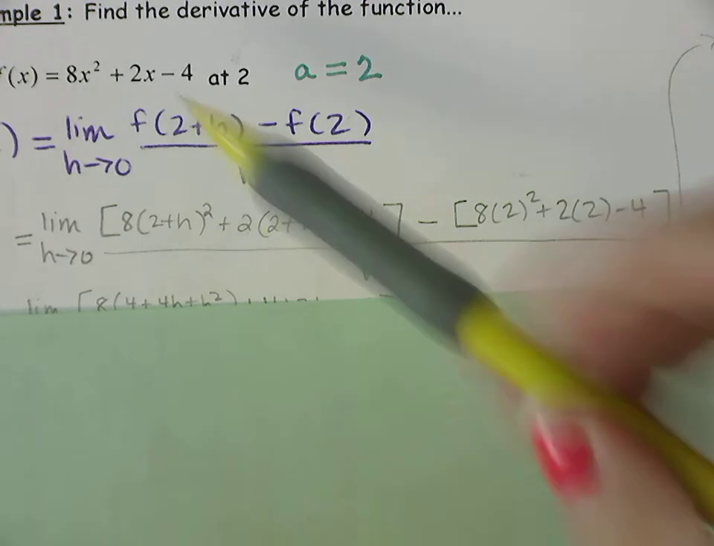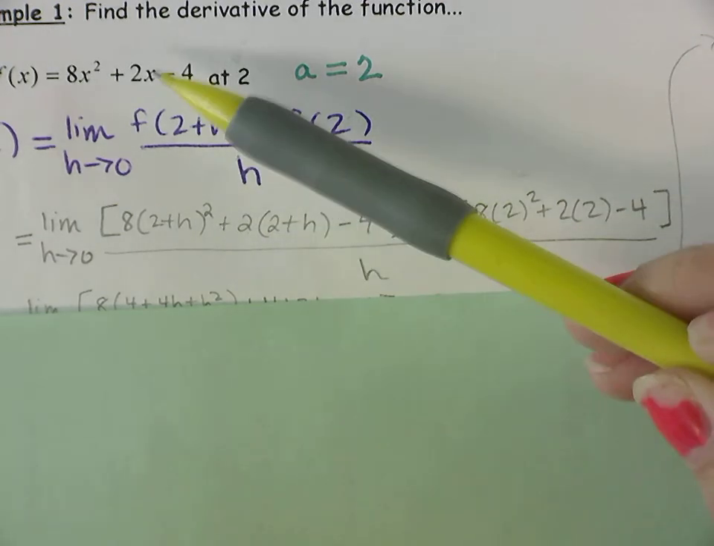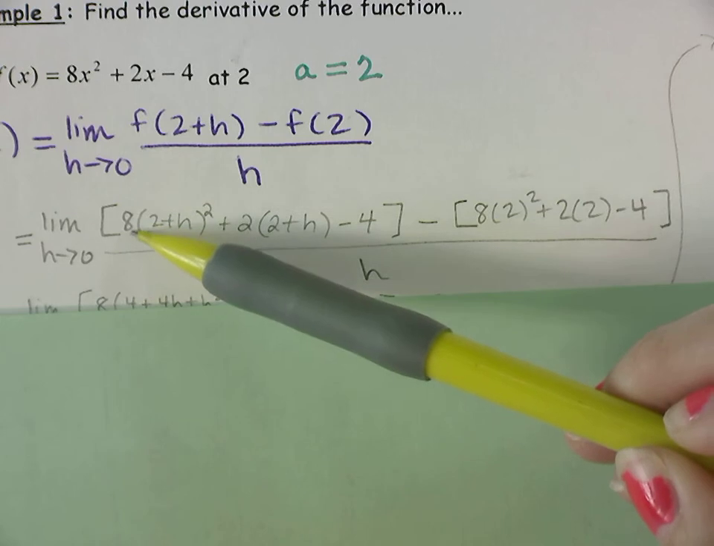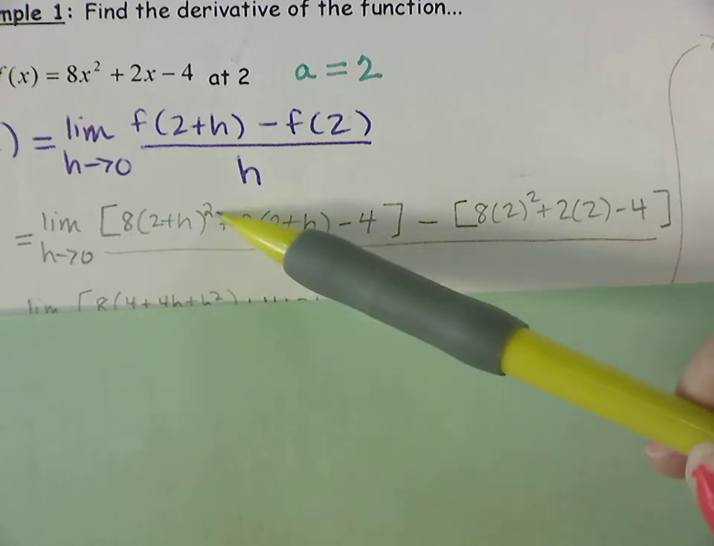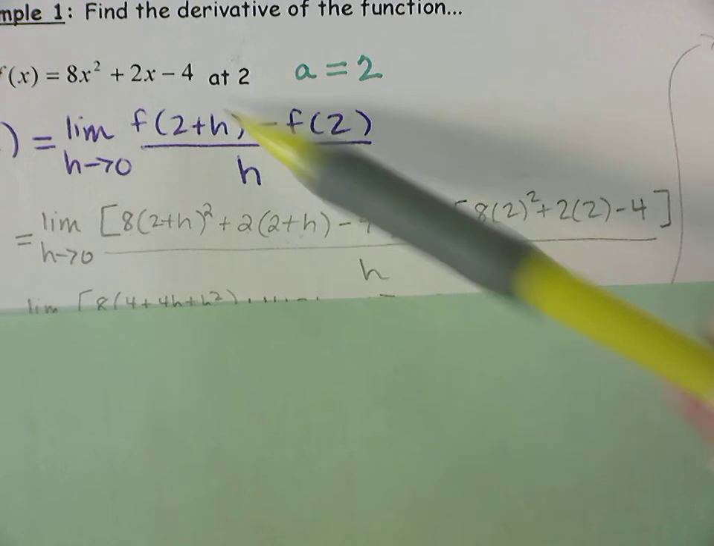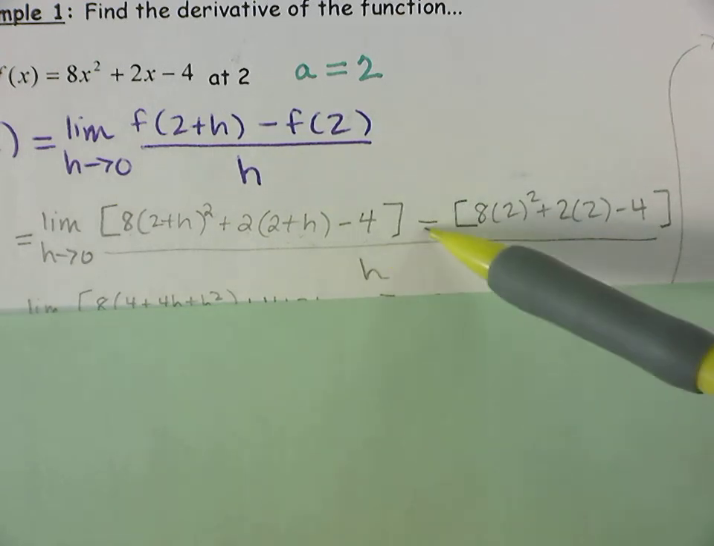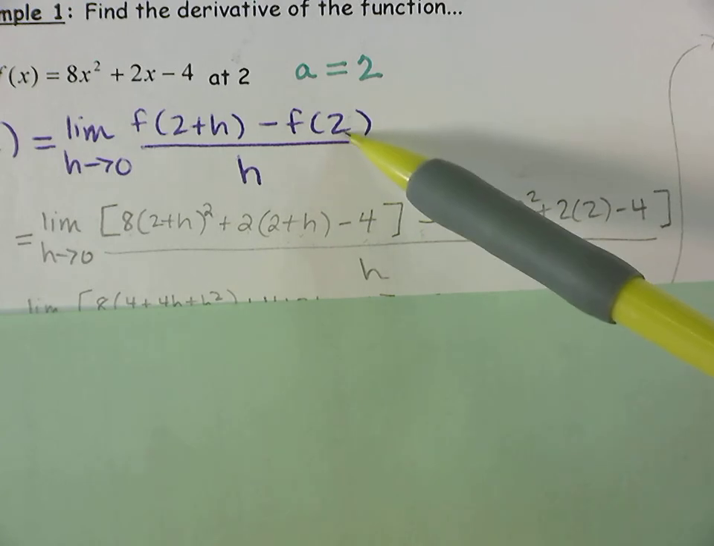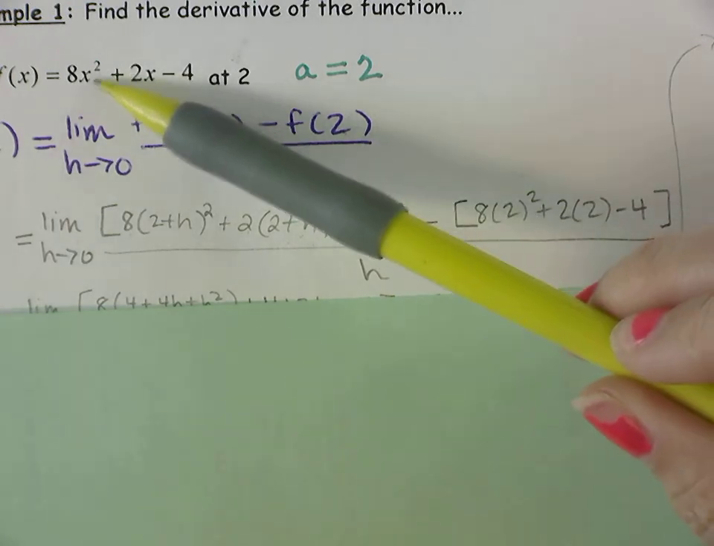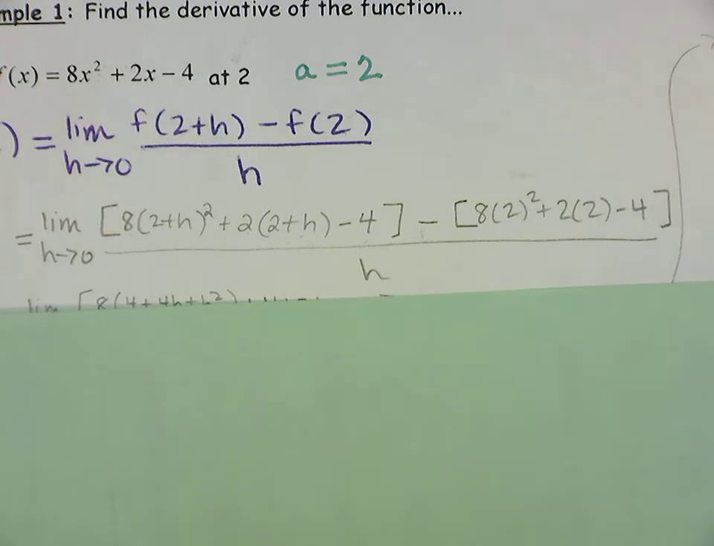Okay, so let's look at what happens when we substitute in the 2 plus h into our original equation. So I have 8 times (2 plus h) squared plus 2 times (2 plus h), so we're replacing x with 2 plus h, minus 4. And then I put a minus here, and if I'm finding f of 2, I'm substituting 2 in for x. So 2 squared times 8 plus 2 times 2 minus 4. I just wrote all of that out here.